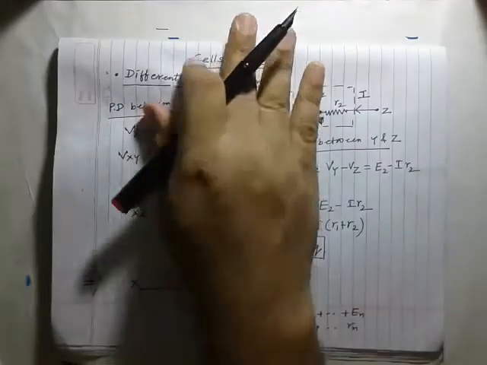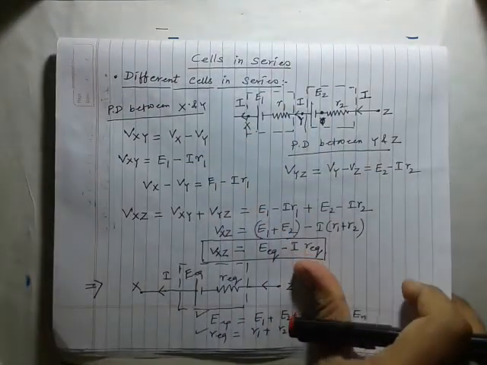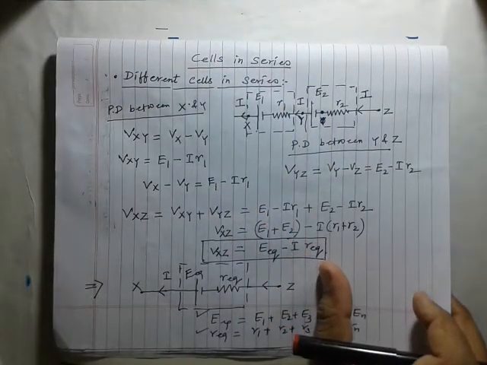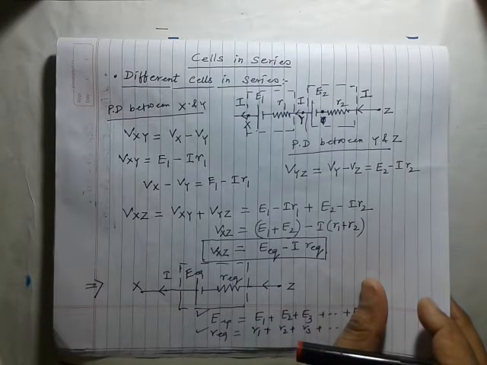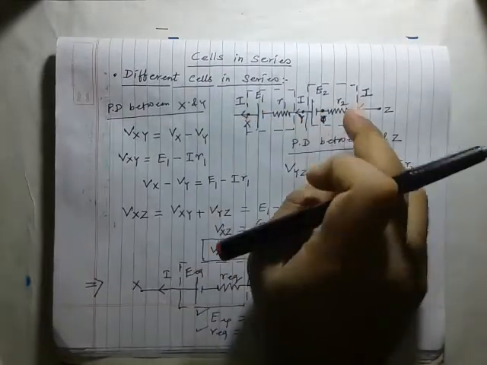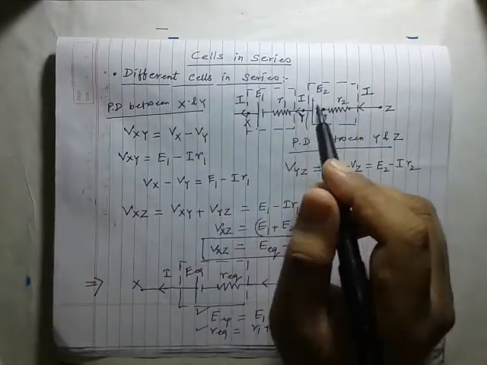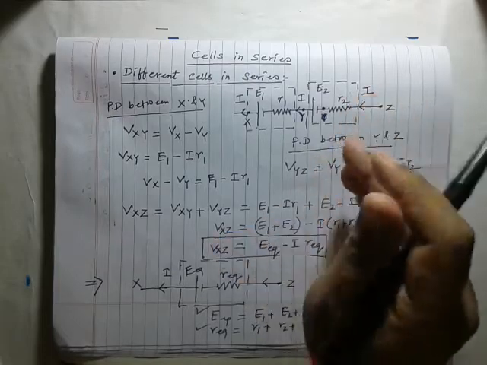Now another thing is, if two cells are combined in series such that the negative terminal of a cell is connected to the negative terminal of the other cell. Okay, that means I want to say E1 and E2 are there. I'll draw the diagram so that it will be easy for you to understand this.